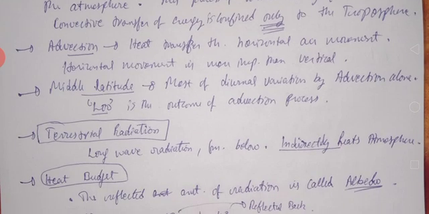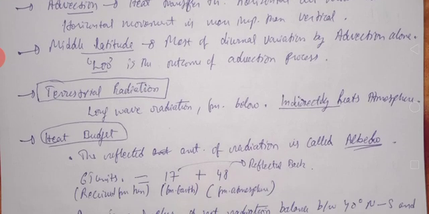Next point, advection. In advection, heat is transferred through horizontal air movement. Horizontal movement is more important than vertical movement in heat transfer. Next point, middle latitudes. Most of the diurnal, that is day and night, variation is caused by advection alone. Loo is the outcome of the advection process.